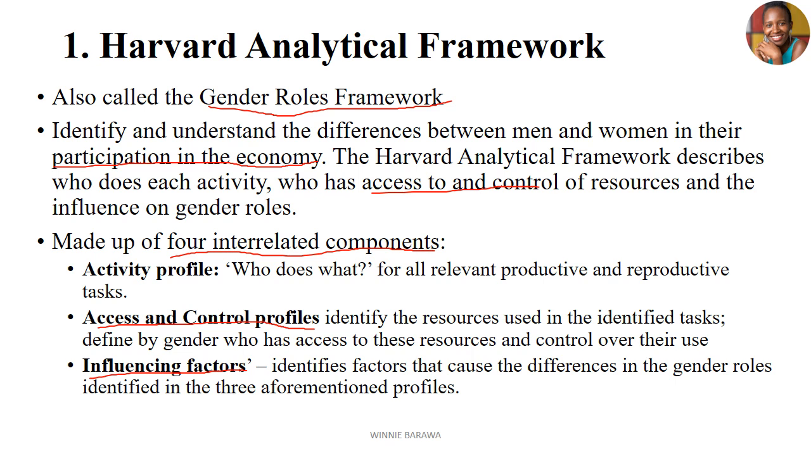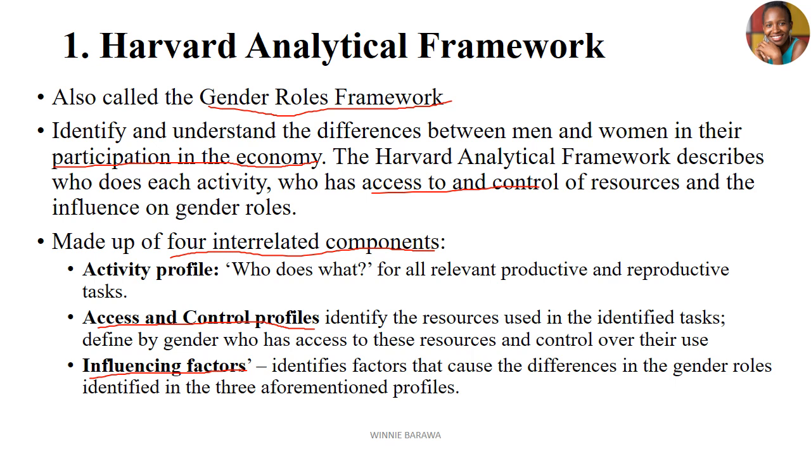So with the access and control profile, they look at the resources that are used in identifying these tasks. And then they look at who has access and control over these resources. You need to appreciate that some resources men tend to have more control over compared to women. Well, there are some resources that women tend to have more control and access over compared to others.